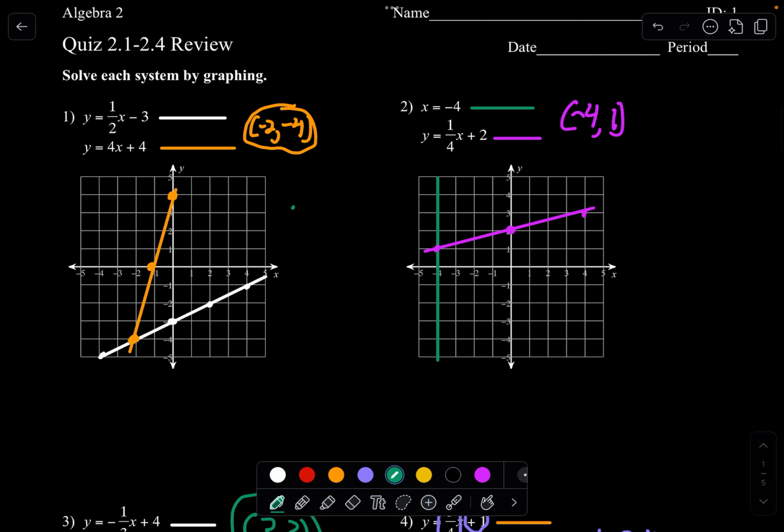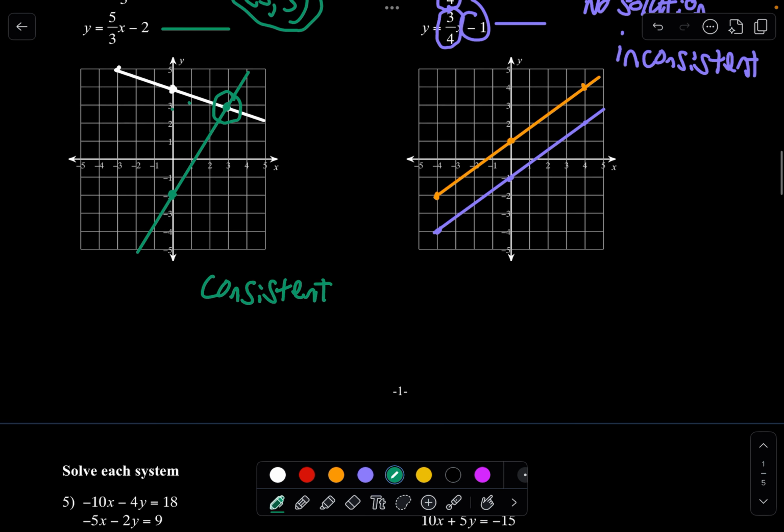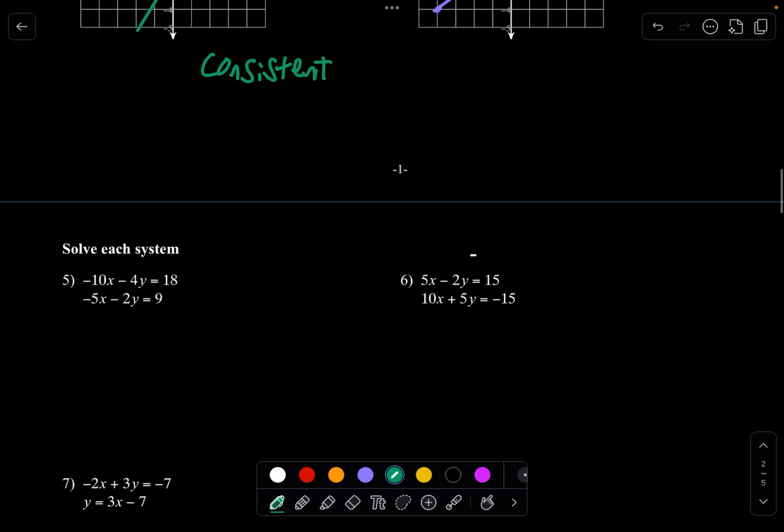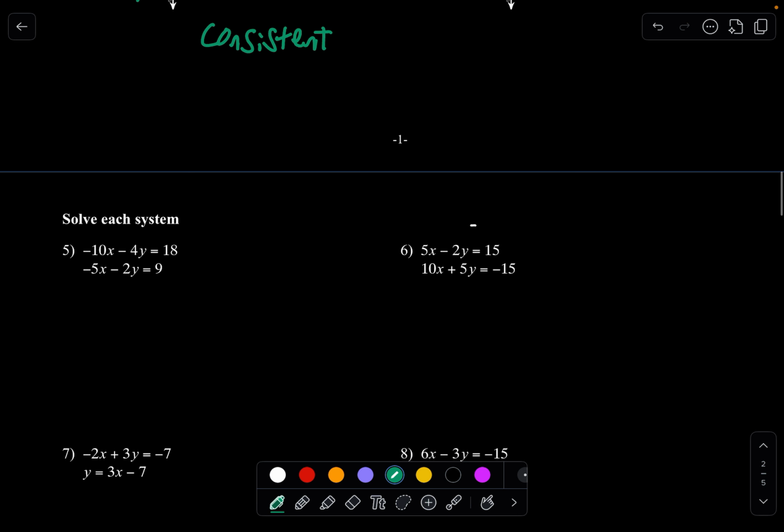So all of these are consistent up here. If you can remember that, you'll get like a point extra credit if you label them consistent or inconsistent. All right. Okay, now we get into the more fun stuff where you have to solve it not by graphing.